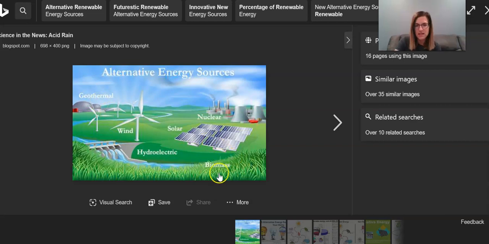And biomass is actually when we burn living things, and so we use their original compounds kind of to power things. So yeah, these are all different forms of energy, and these energies can power machines.